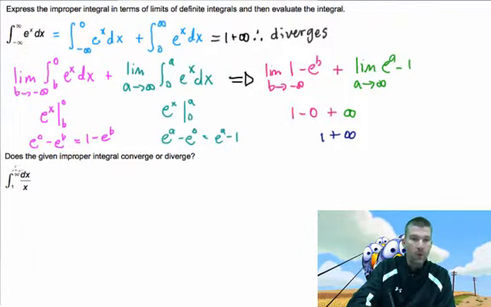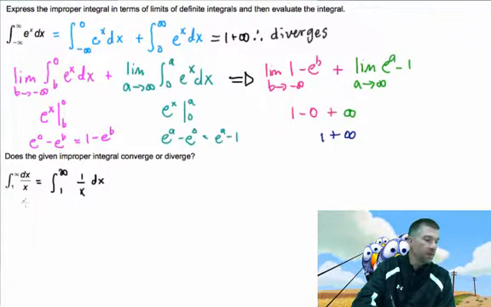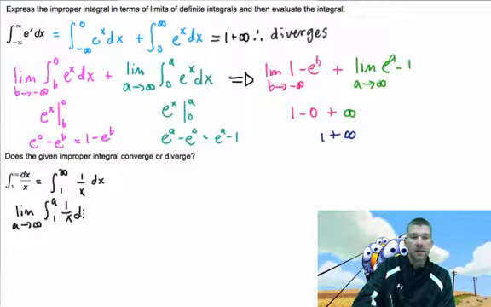We're going from 1 to infinity of dx over x. Okay, remember this is the same thing as going 1 to infinity of 1 over x times dx. Okay, so what we want to do is look at the limit then and take infinity out. So the limit as a approaches infinity of the integral from 1 to a of 1 over x dx.